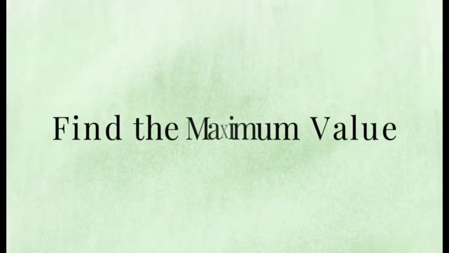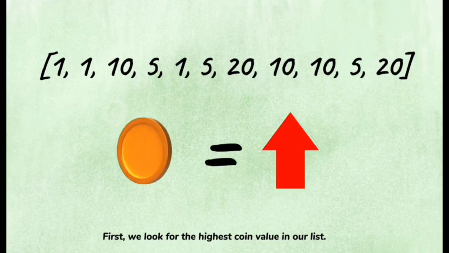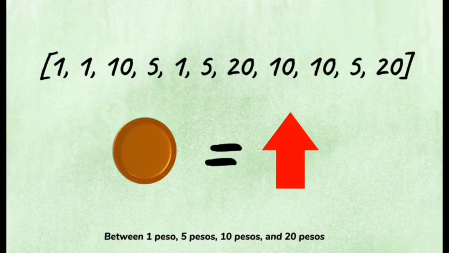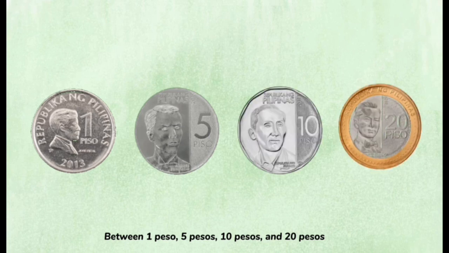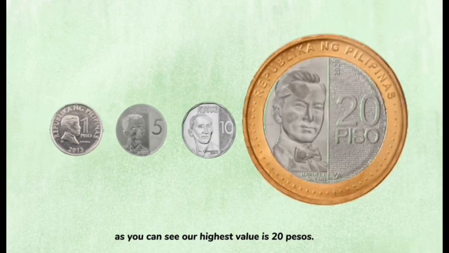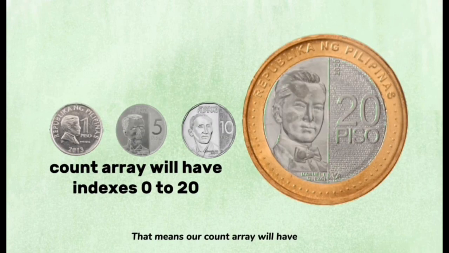Step 1 is find the maximum value. First, we look for the highest coin value in our list between 1 peso, 5 pesos, 10 pesos, and 20 pesos. As you can see, our highest value is 20 pesos. That means our count array will have indexes from 0 to 20.